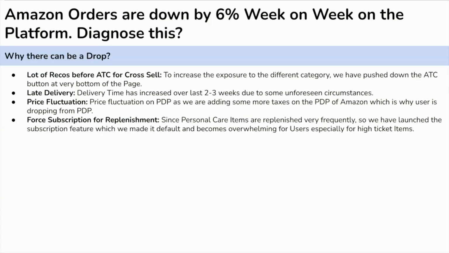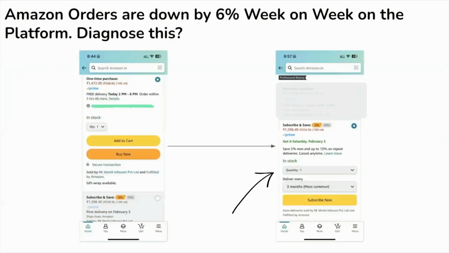And finally, we can make our fourth hypothesis. Because beauty and personal care is a replenishment heavy category, people tend to buy the same product again and again once their earlier product gets over. So have we changed something along that line? Yes, we have. We have made subscription the default option, in which people have to subscribe to our product so that it can be automatically ordered from their account.